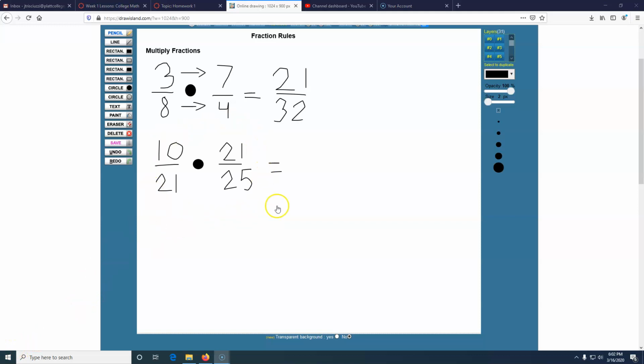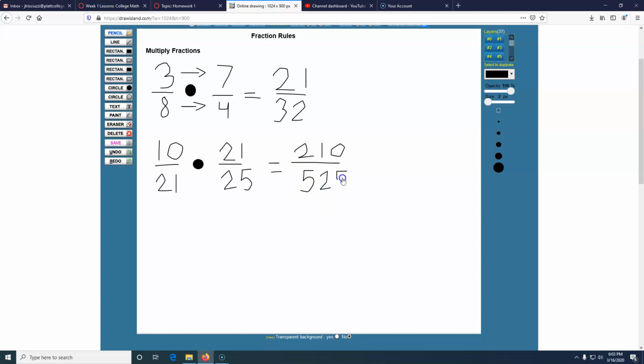Now, in this next problem, we run into a bit of an issue. Sometimes when you're multiplying, you get numbers that you really would rather not multiply if you had the choice. But of course, in this case, we have to do it. So you can still multiply straight across like we just did in the previous problem. We have 10 times 21. That's going to give us 210. And then, of course, we're going to take the 21 and multiply it by the 25. And that gives you 525.